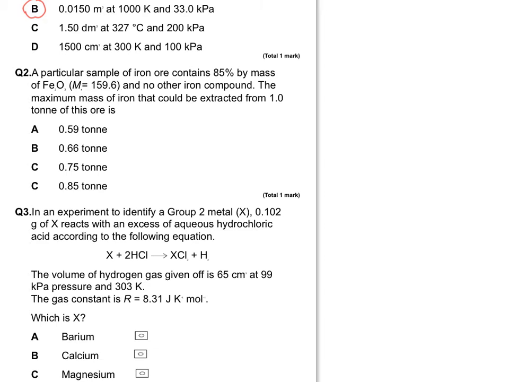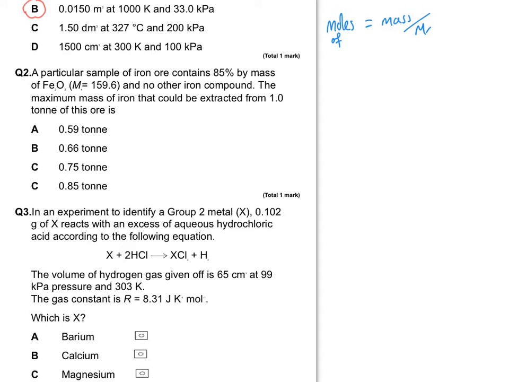Okay, question 2 is a bit like a partial question on working out percentage yield. We just got to work out the maximum mass. So a particular sample of iron ore contains 85% by mass of iron oxide and no other iron compound. The maximum mass of iron that could be extracted from 1 tonne of this ore is... So we're going to start with moles equals mass over Mr. Now, ordinarily you should convert the tonnes into grams, but as we're going to convert the grams back into tonnes at the end, they would cancel out, so we can leave it as tonnes and not have to convert it.